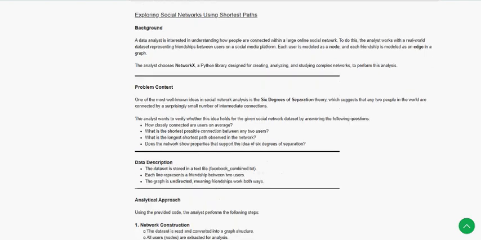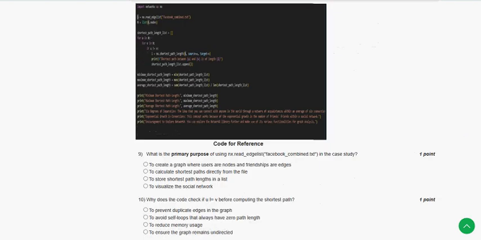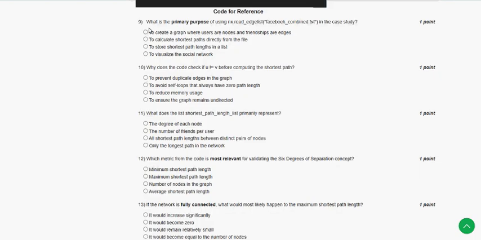Next, ninth question. What is the primary purpose of using nx.read_edgelist? For the ninth question, first option, to create a graph where users are nodes and friendships are edges.